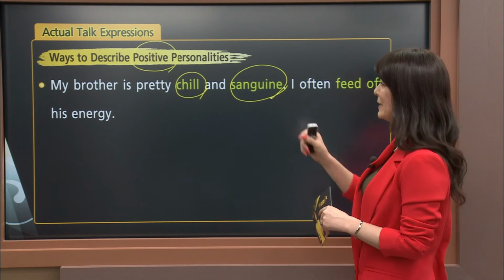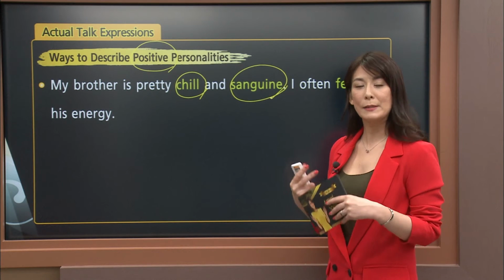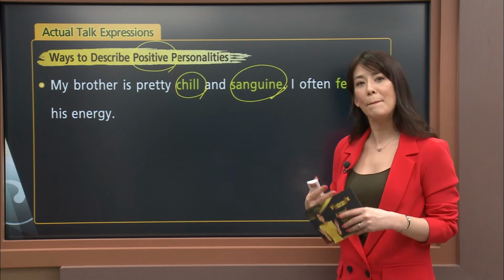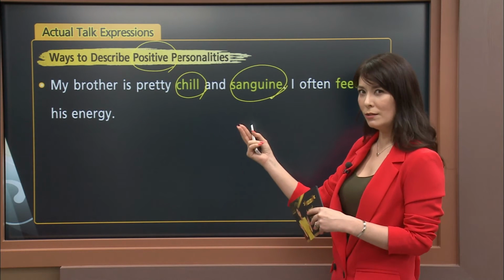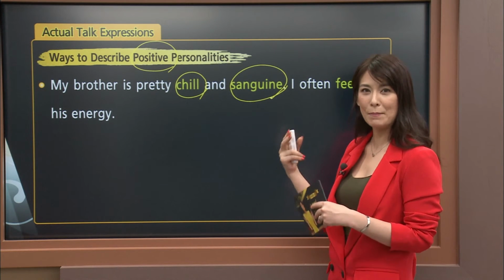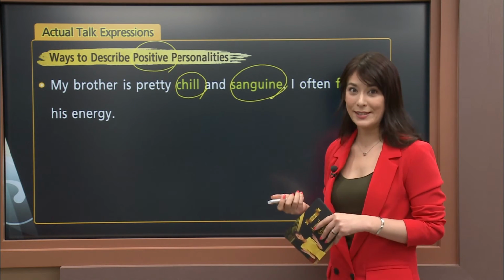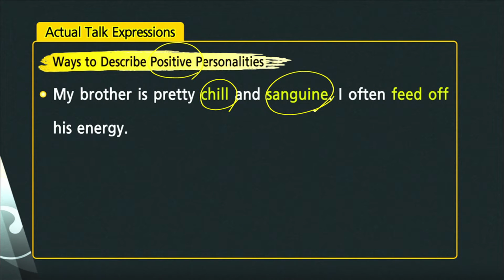What about sanguine? Sanguine also means that this person is optimistic, a happy person, okay? So my brother is pretty cool and optimistic. He's a happy person. He's an outgoing person, all right? And then he says, I often feed off his energy.